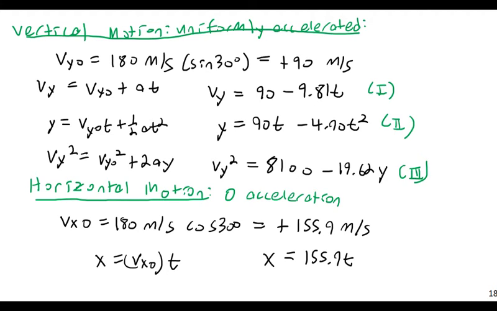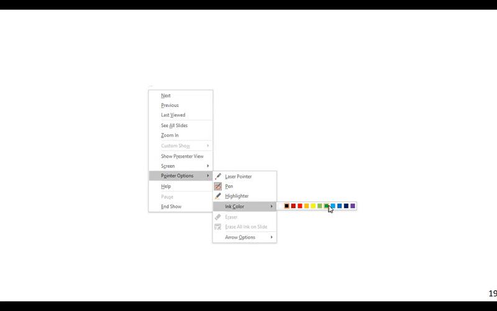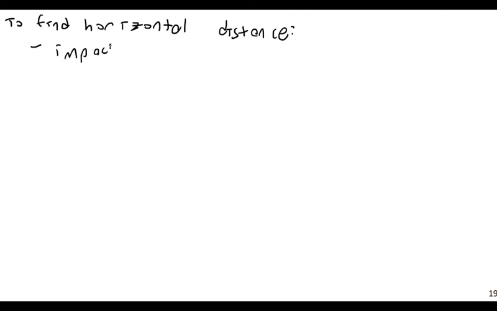Now I wish to find the horizontal distance. So let's continue to work through this. Horizontal distance. So to find horizontal distance, I know we're going through this fairly quickly. To find horizontal distance, projectile strikes ground, impact at y equals negative 150 meters. So I can substitute into, set equal to equation 1.